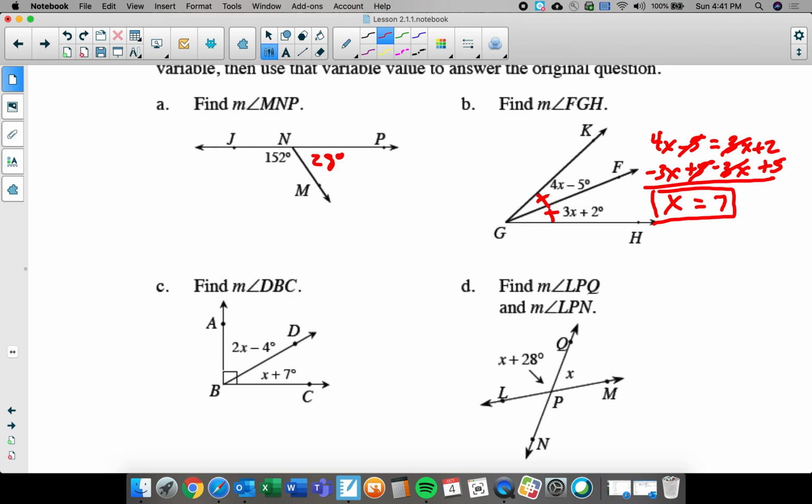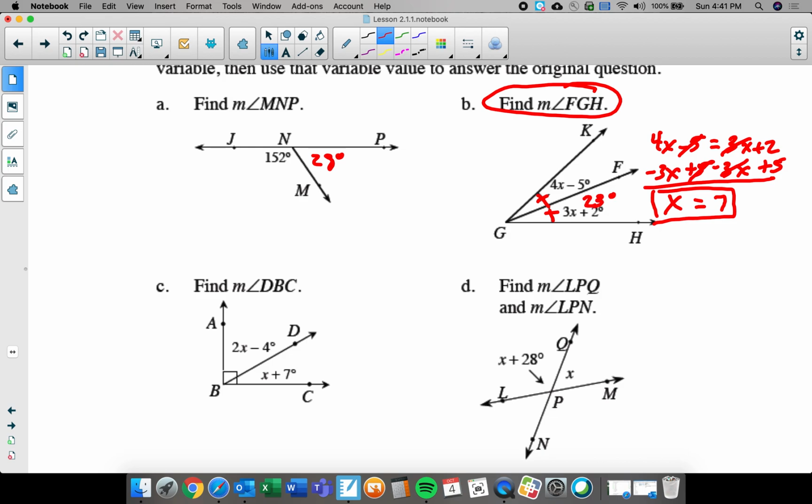But if you take a look, was that what I asked you in the problem? And the answer is no. The problem asked you to find the measure of angle FGH, which means I need to take that 7 and plug it back in. So 3 times 7 is 21, plus 2 more. That means this angle is a 23-degree angle.